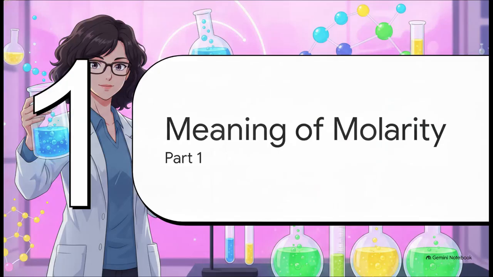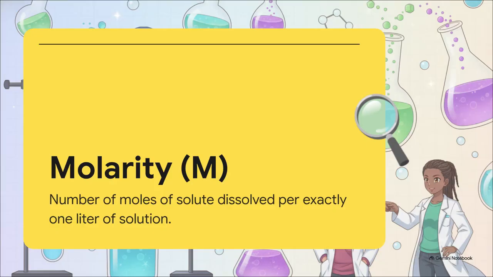All right, let's jump straight into part one, the meaning of molarity. So the absolutely crucial point here is Dr. Chem's golden rule. Molarity, which we represent with a big capital M, is simply the ratio of the number of moles of your solute divided by the total liters of your solution. It's just a ratio of two very specific numbers.